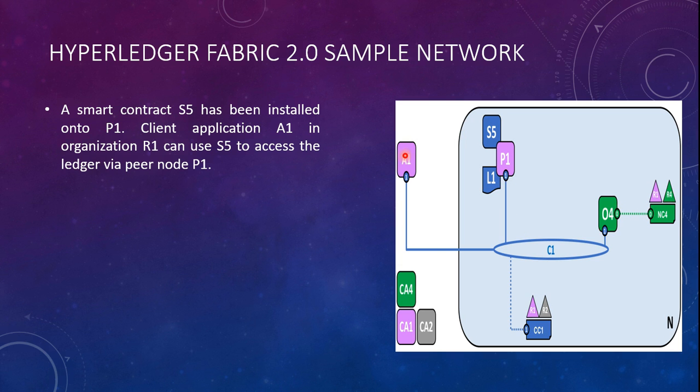Now this application is the front-end application. This can be external to the network. So the network N has the peer P1, which is hosting a ledger copy L1 and a smart contract S5. But the application A1 is external to the network.